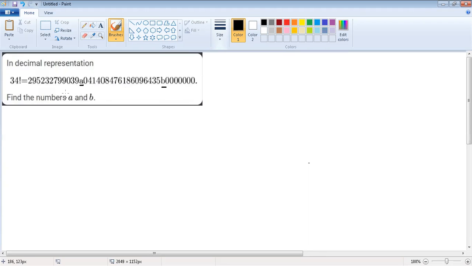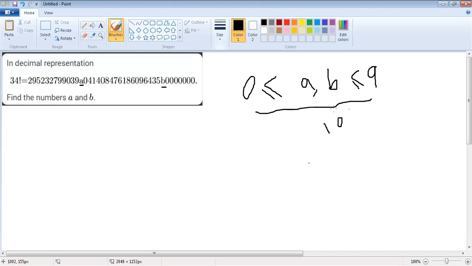Now since a and b are digits, we can lower and upper bound them. That means a and b must be greater than or equal to 0 and less than or equal to 9. As they are digits, there are only 10 possibilities, from 0 to 9. So now we are going to apply some common logic to get to the result.